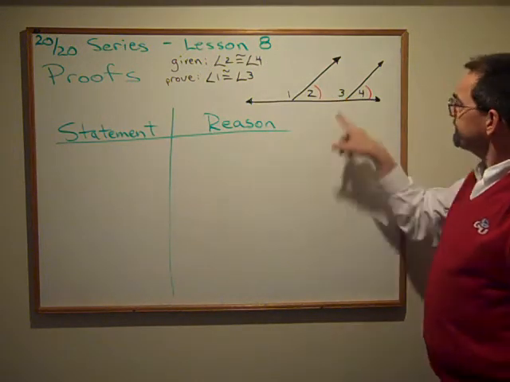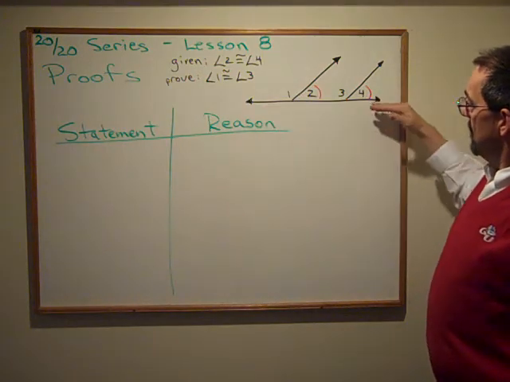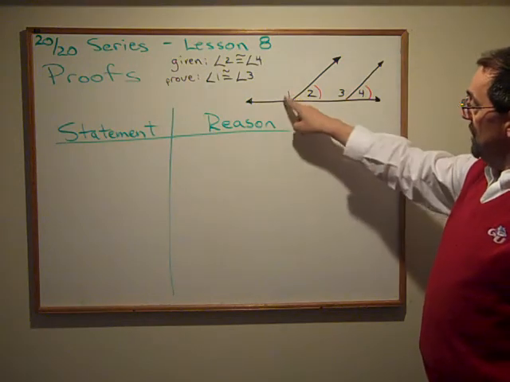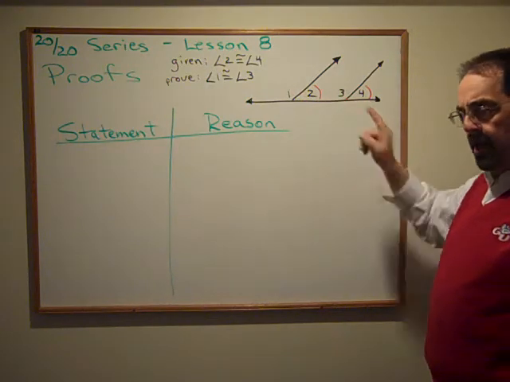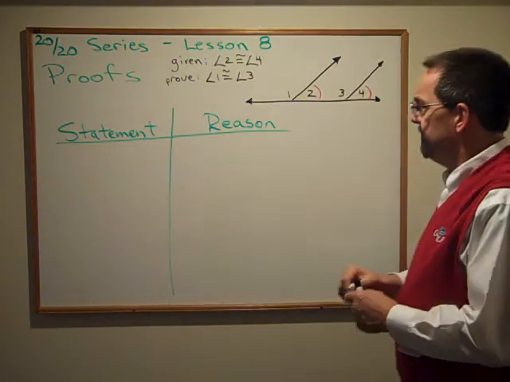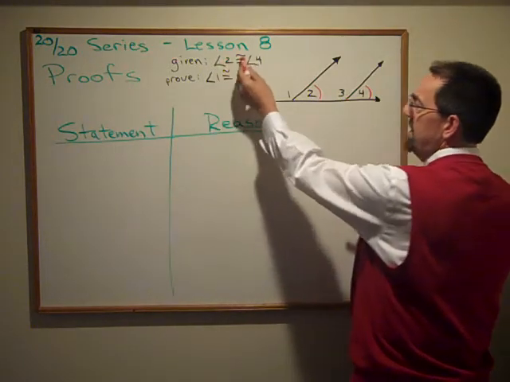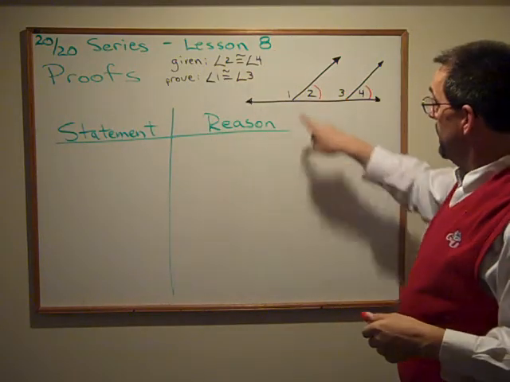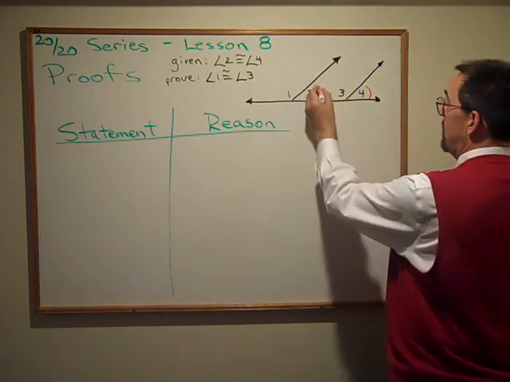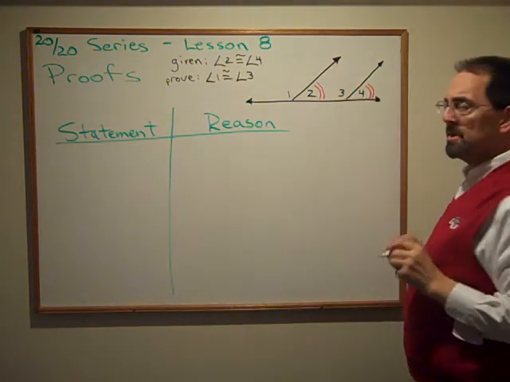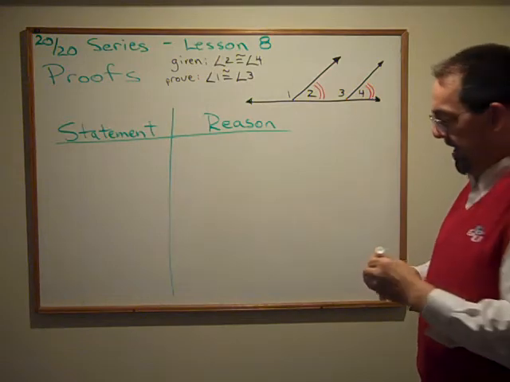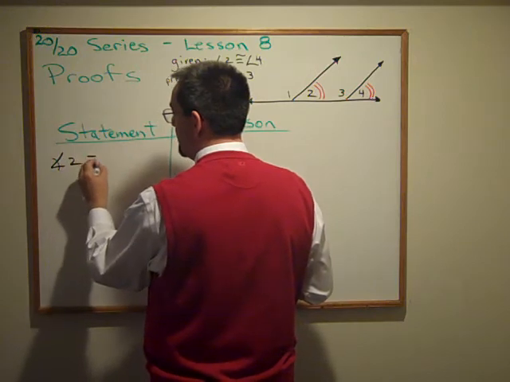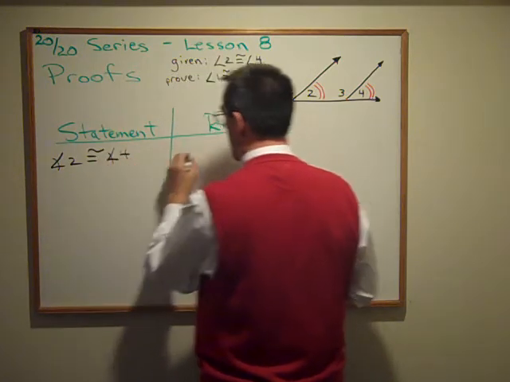Let's get started. I have a diagram, a straight line with a couple of rays coming off of it. We're given angles 1, 2, 3, and 4. The given, always mark your given: 2 is congruent to 4. Equal sign with a squiggle, congruent. So we're going to mark these, they are equal. I always start with that. First statement, angle 2 is congruent to angle 4. Given.